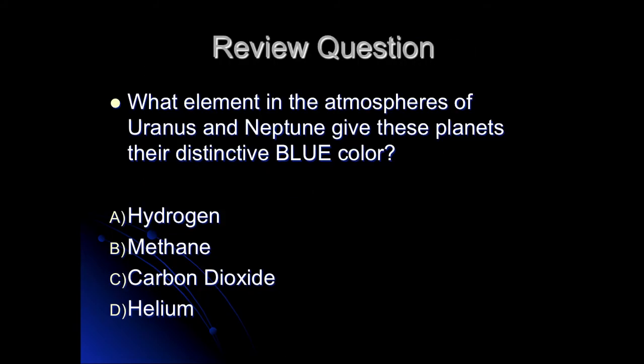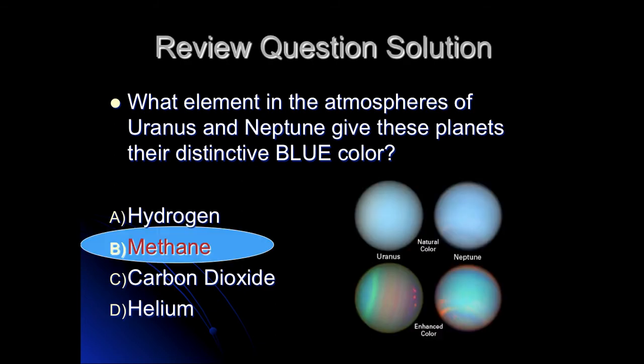All right, let's just do a few review questions. Make sure you got this. I'll ask the question, pause the video to think about it, and then continue the video to see the answers. What element in the atmospheres of Uranus and Neptune gives these planets their distinctive blue color? Methane. That methane is what gives it the blue-greenish color. Recall that Jupiter and Saturn, it was hydrogen and helium that gave them the yellowish color.